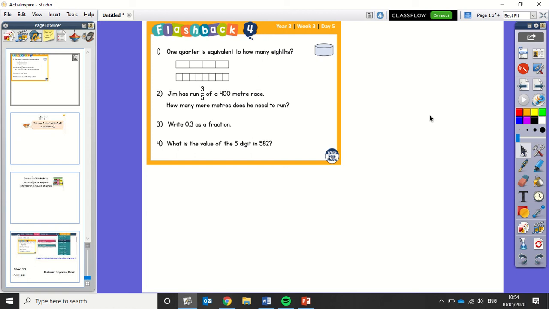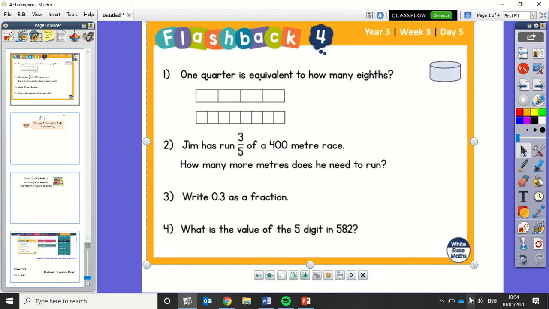Another nice, easy day today. We're going to be looking at adding fractions. But to start with, to get our brains warmed up, let's look at this flashback 4. So, first off, it says 1/4 is equivalent to how many eighths?